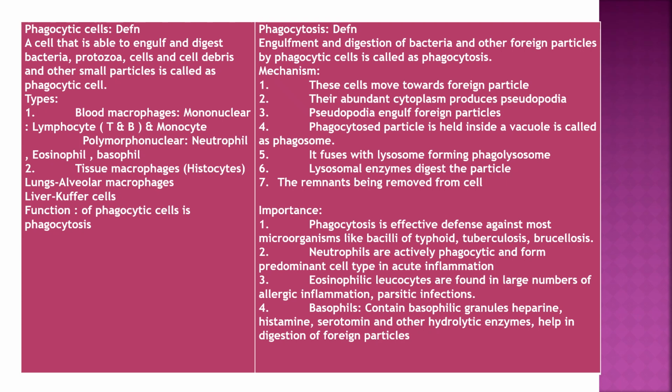The function of phagocytic cells is phagocytosis. Phagocytosis is the engulfment and digestion of bacteria and other foreign particles by phagocytic cells. Mechanism: the cells move toward the foreign particle. Their abundant cytoplasm produces pseudopodia. Pseudopodia engulf foreign particles. The phagocytosed particle is held inside the vacuole.